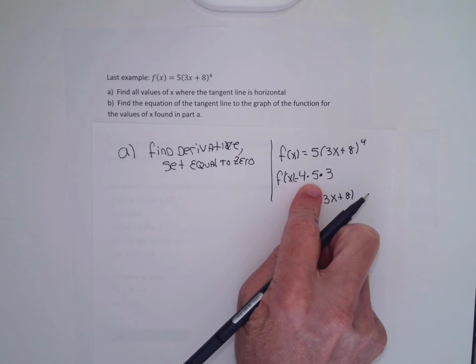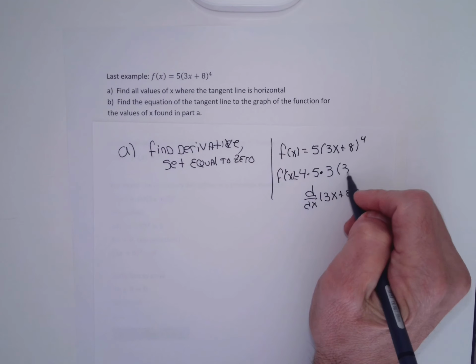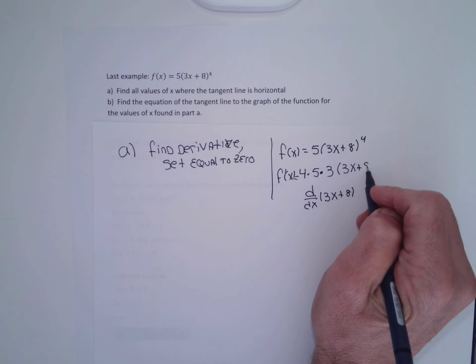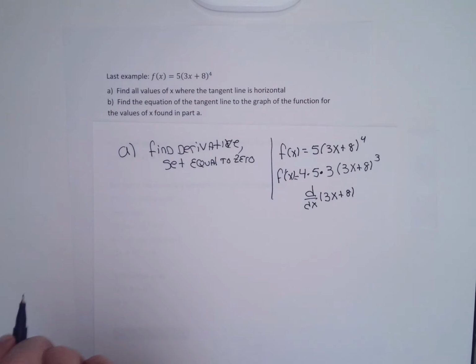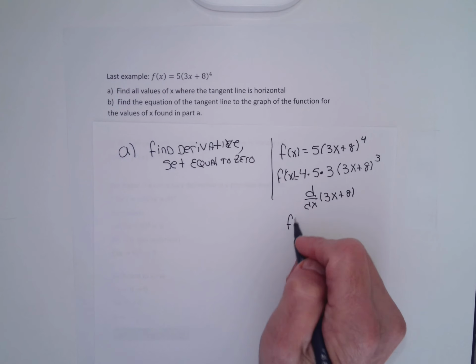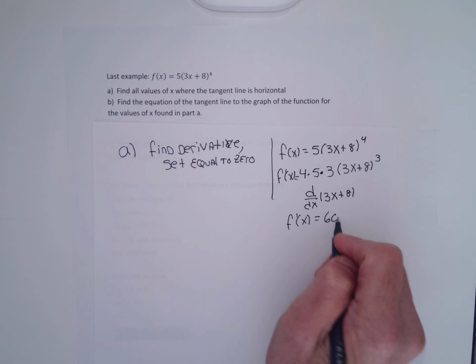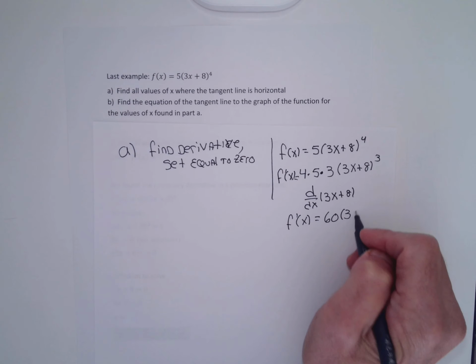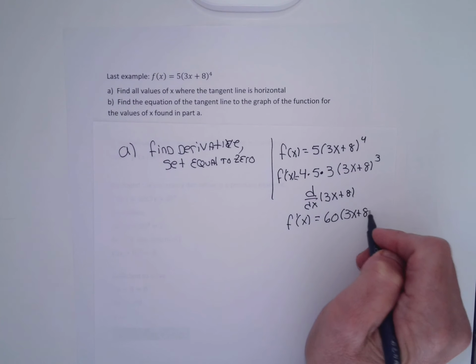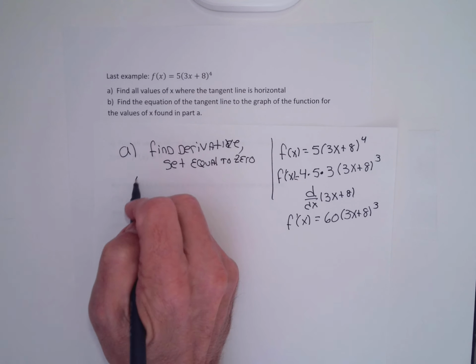Exponent times coefficient times the derivative of the contents of the parentheses times the parentheses with the exponent lowered by 1. So my derivative is going to be 4 times 5 times 3 is 60 times (3x plus 8) cubed. That's the derivative. To find the values of x where the tangent line is horizontal, I take the derivative and set it equal to 0.